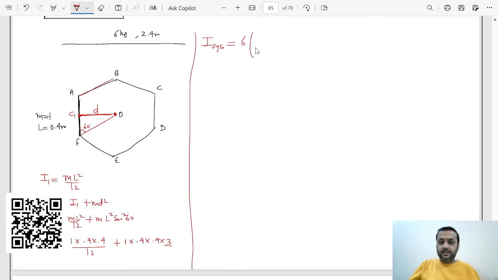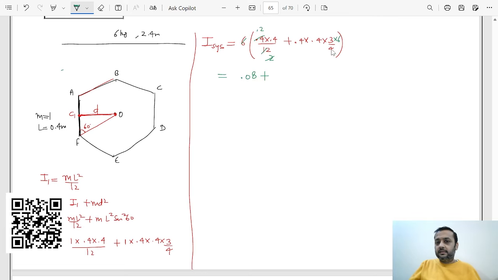Because we have 6 rods, this will be 0.4 into 0.4 upon 12, plus 0.4 into 0.4 into 3 by 4. Now we can just do the calculations here. This 6 will make it 2 and here you will get 6. So 0.4 into 0.4, that means this will make it 0.2, and 0.4 into 0.2 is 0.08.